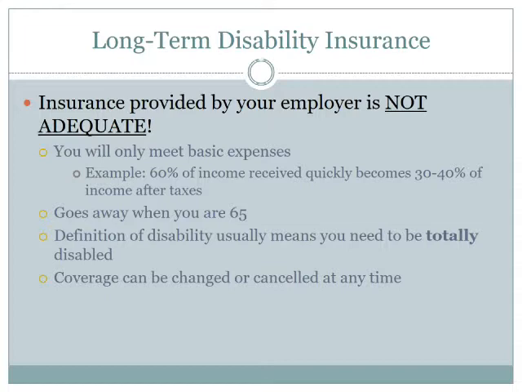Also, this policy goes away when you're at age 65. So any chance of saving for retirement is pretty much out the window at this point. Also, these kinds of policies, group as well as association policies, have very restrictive provisions, meaning that their definition of disability is very narrow, and usually it means you're totally disabled.